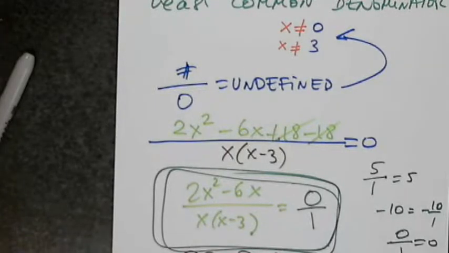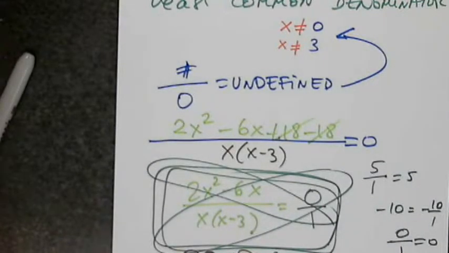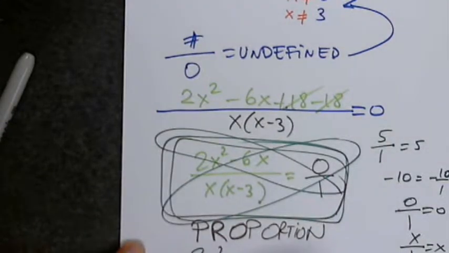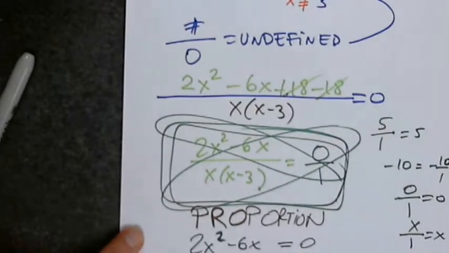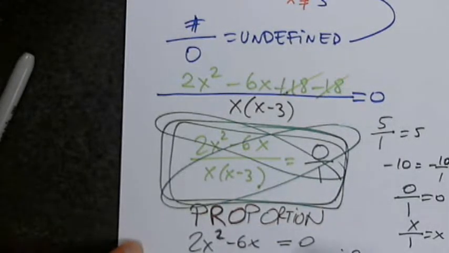Why? Because only in a proportion can I do what? Only in a proportion I can cross multiply. If it's not a proportion, I cannot cross multiply. So then, 2x squared minus 6x multiplied by 1 must equal exactly this product, 0. Okay, I see that I can divide both sides by 2 without changing the solution, and I'm going to do that. So this is x squared minus 3x equals 0.